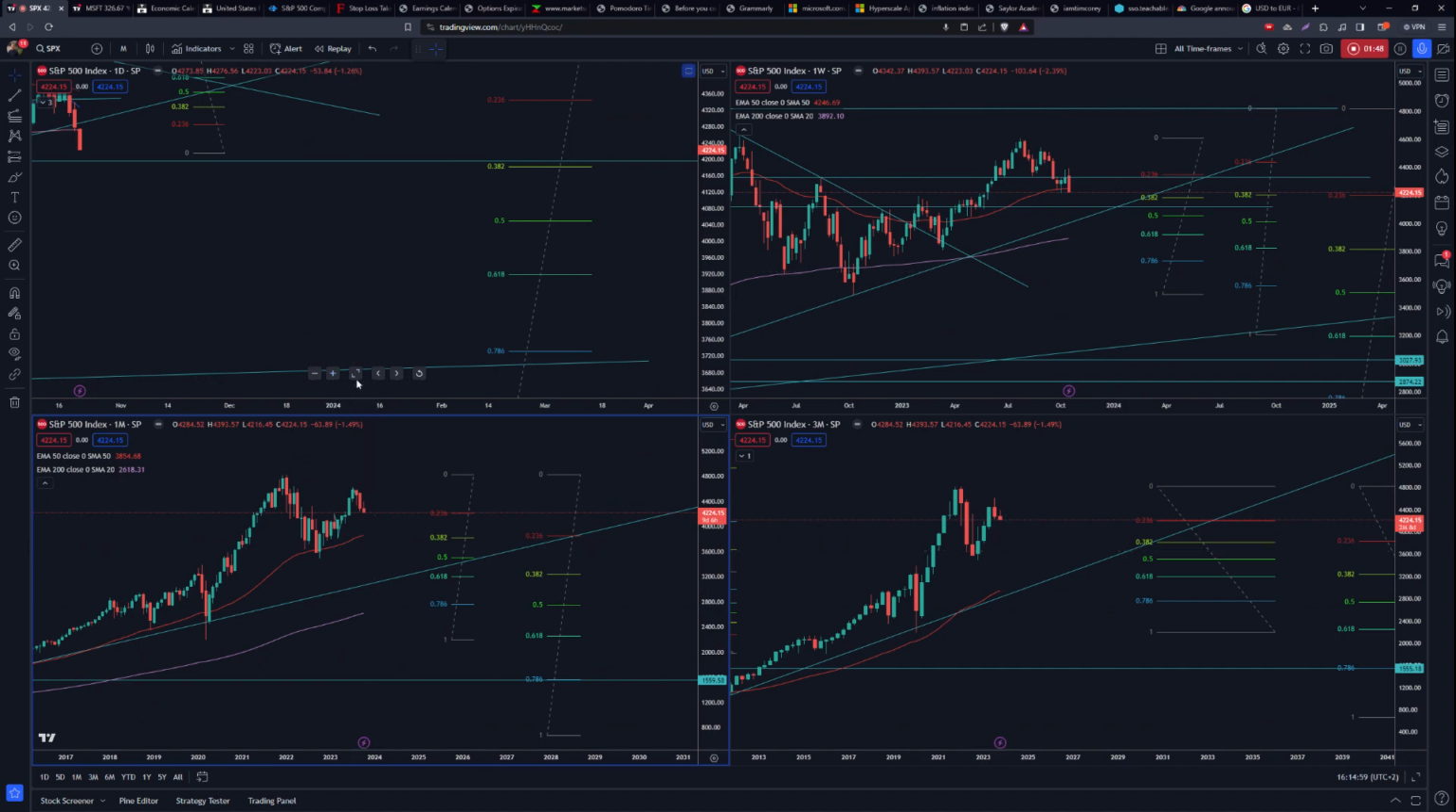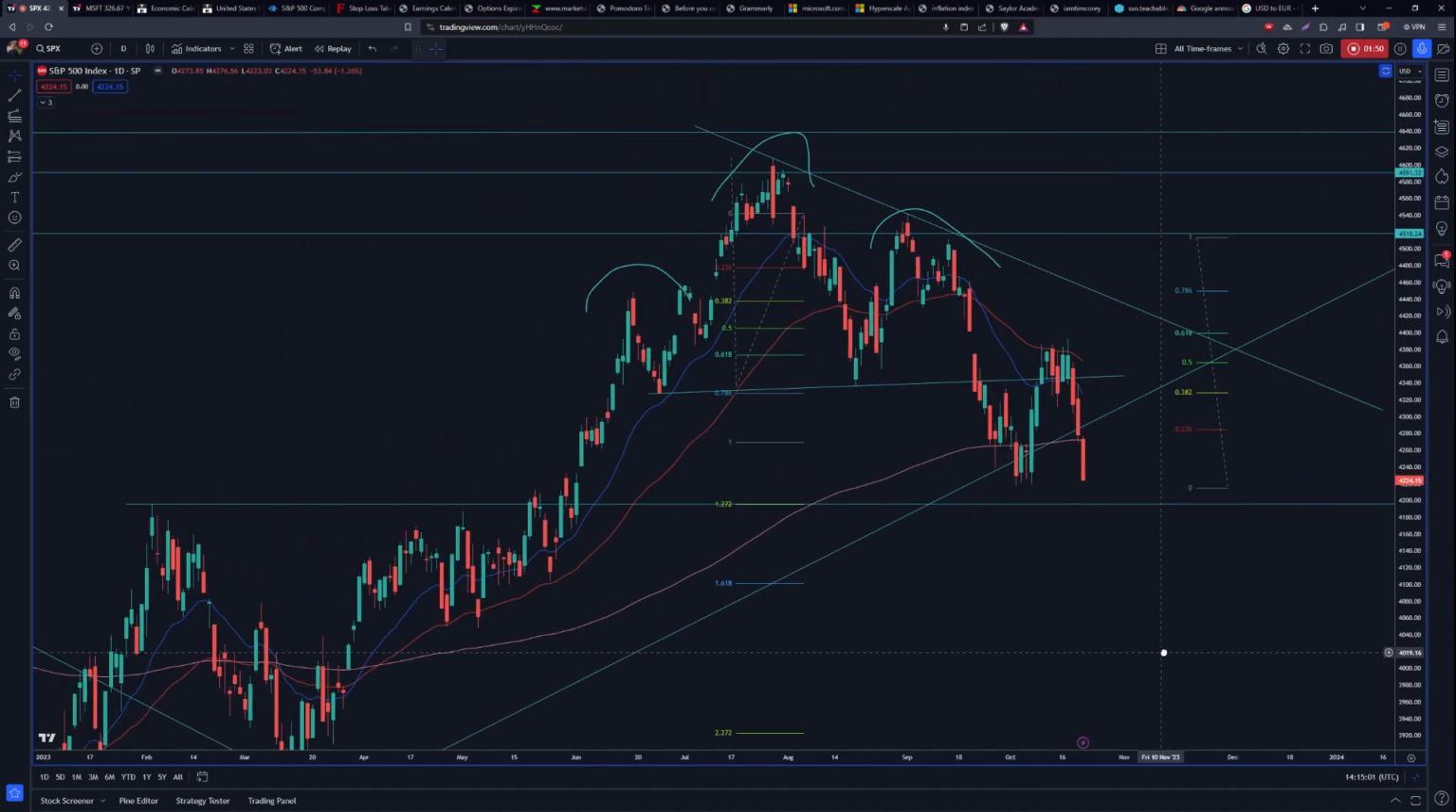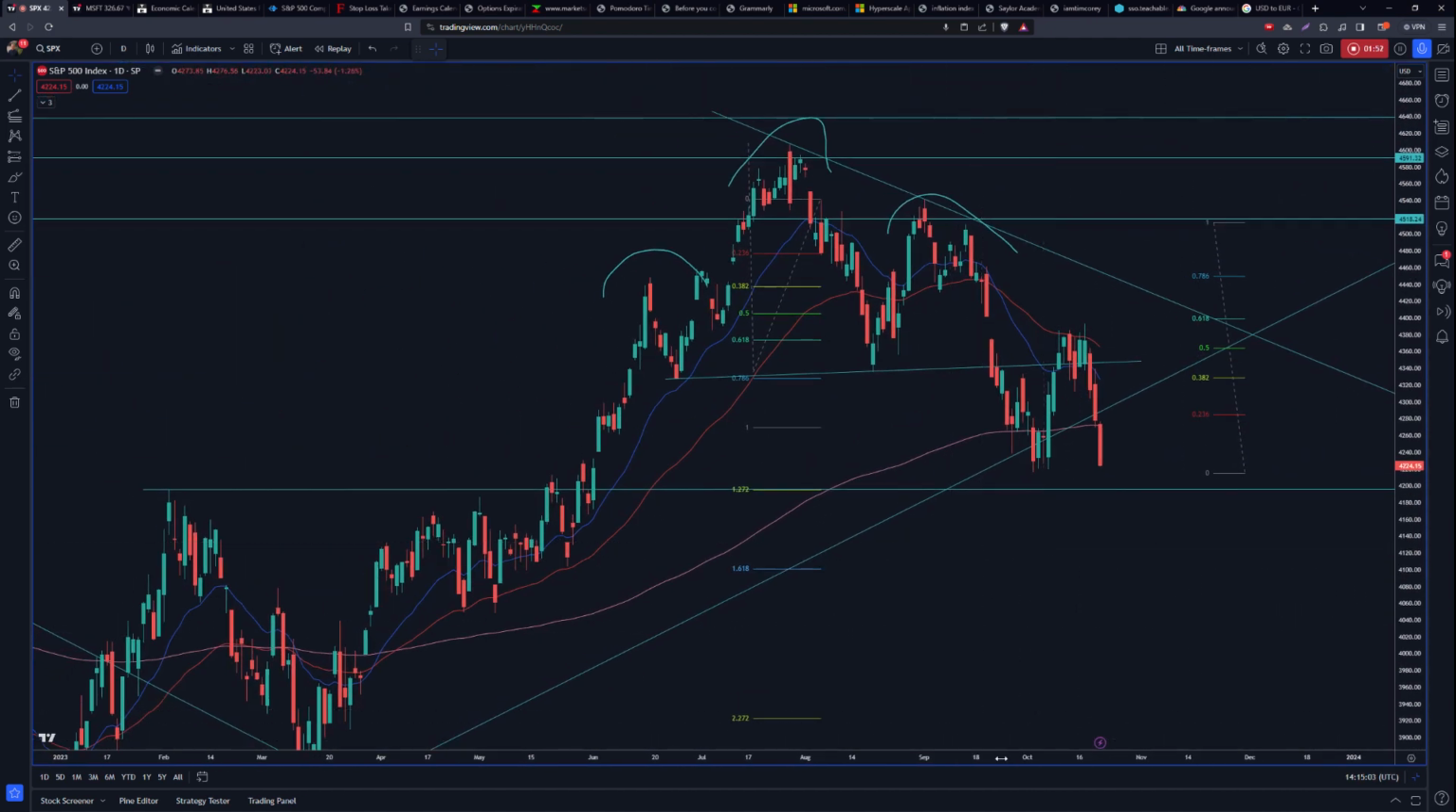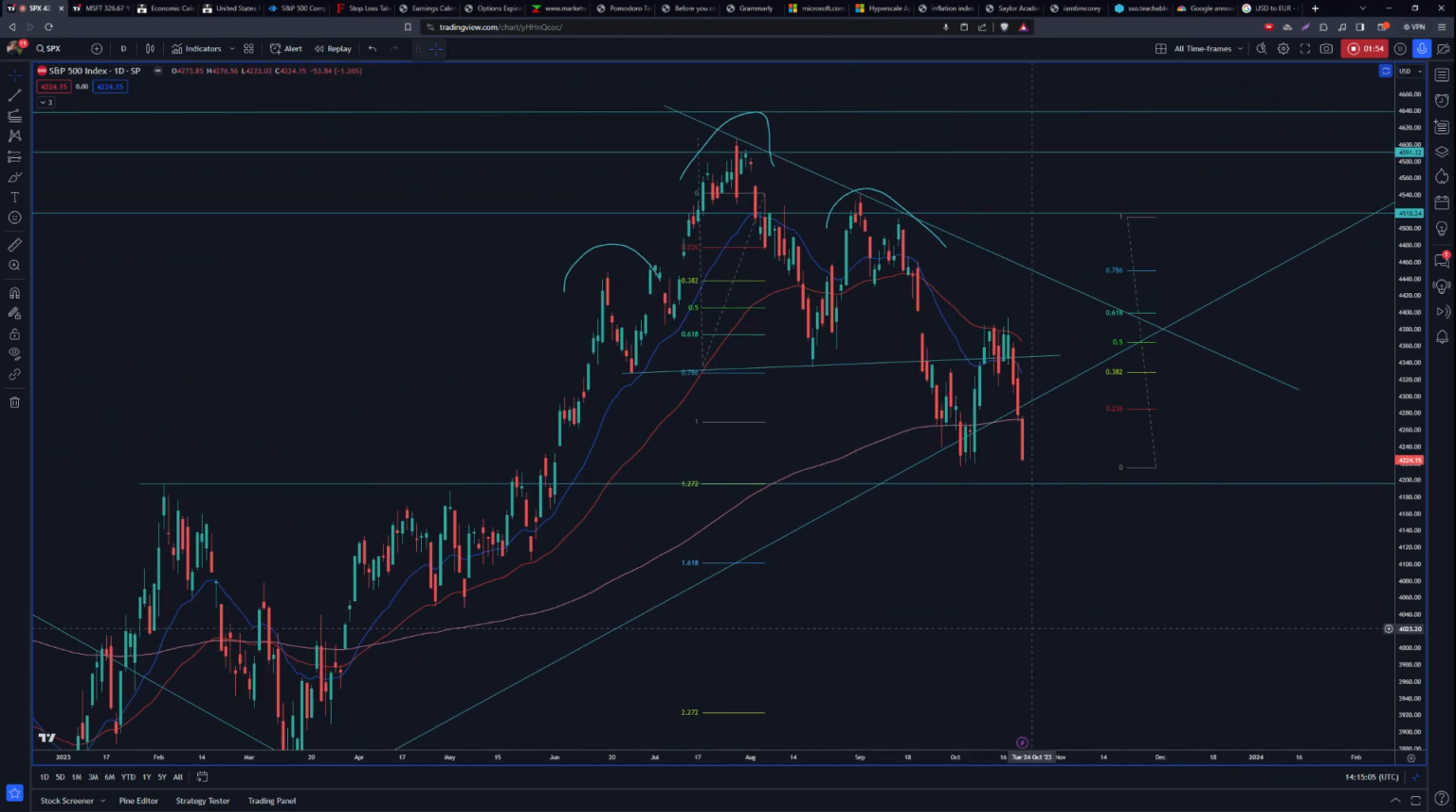Let's have a look at the daily chart, which is currently showing a bearish breakdown. I see a head and shoulders here on the daily chart, which a lot of people might argue is not a head and shoulders, but it is. We see a break, a retest, and then continuation to the downside.